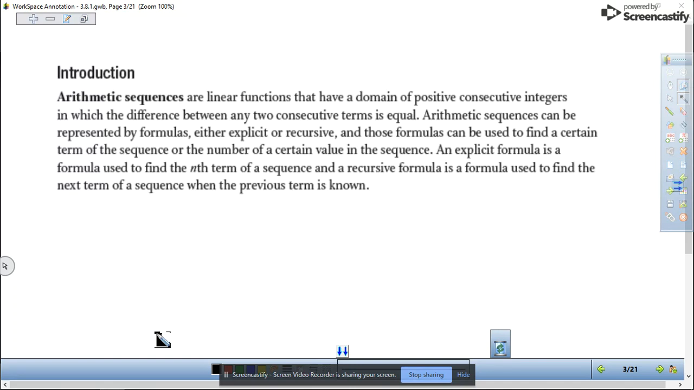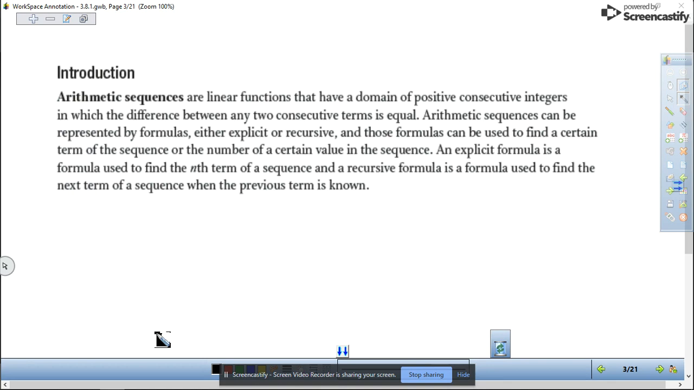All right, so arithmetic sequences are linear functions that have a domain of positive consecutive integers. So 1, 2, 3, 4. So the x values are 1, 2, 3, 4, all the consecutive numbers positive going forward. Which makes them a little different from a regular equation or function because you can't do negative values, you can't do decimals. It's strictly limited to first term, second term, third term. So positive consecutive integers.